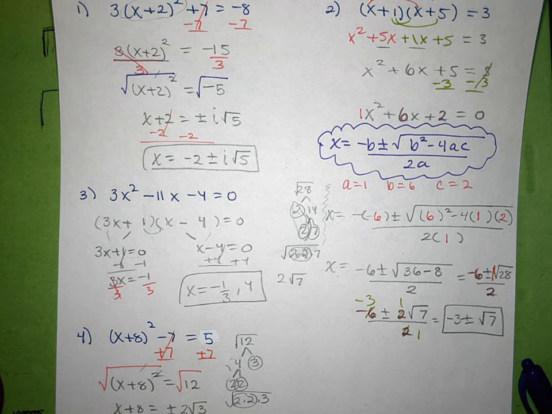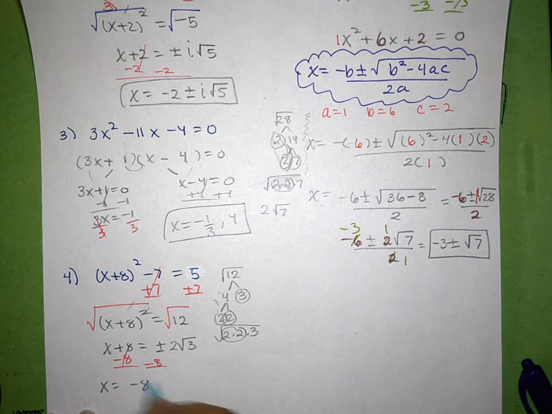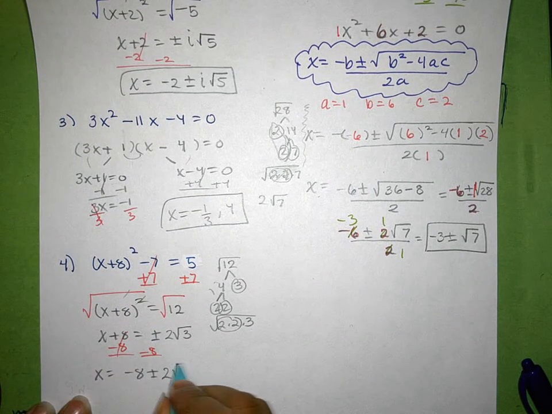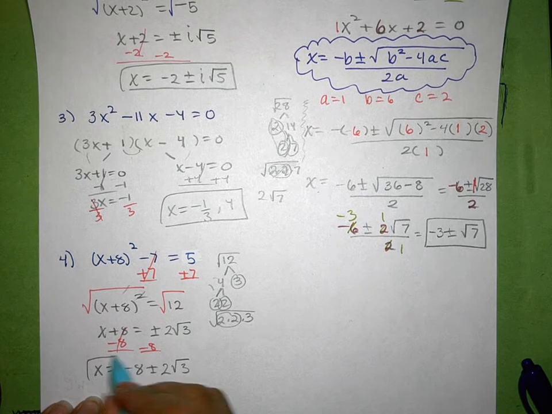Subtract the 8. And they are not like terms. I apologize for my doggy barking. X equals negative 8 plus or minus 2 root 3. They are not like terms. This is as far as I can go.